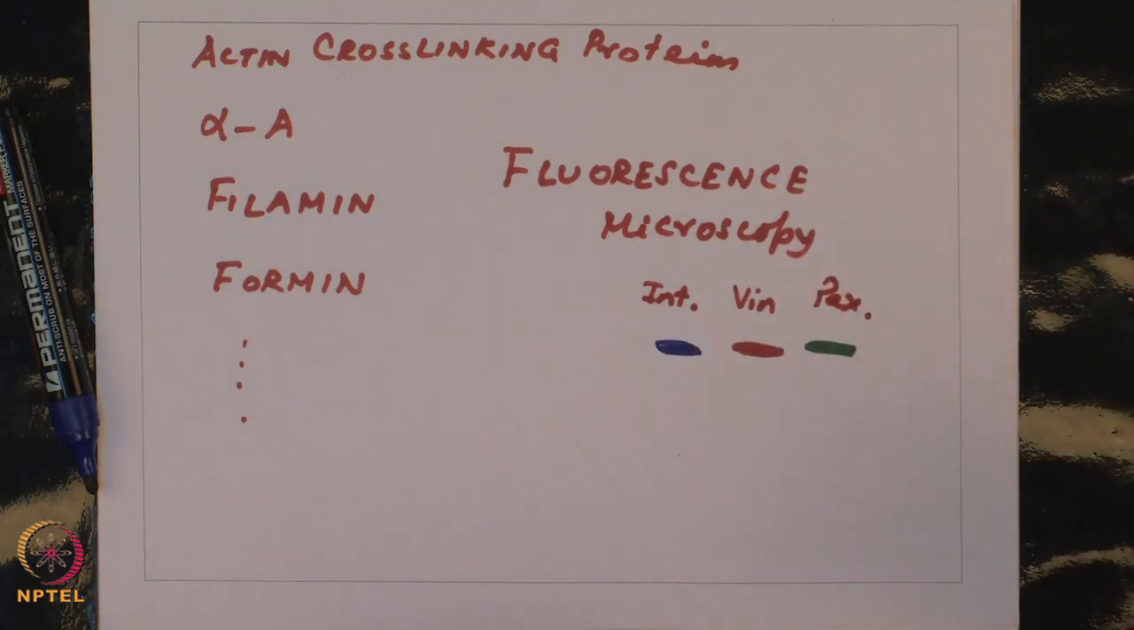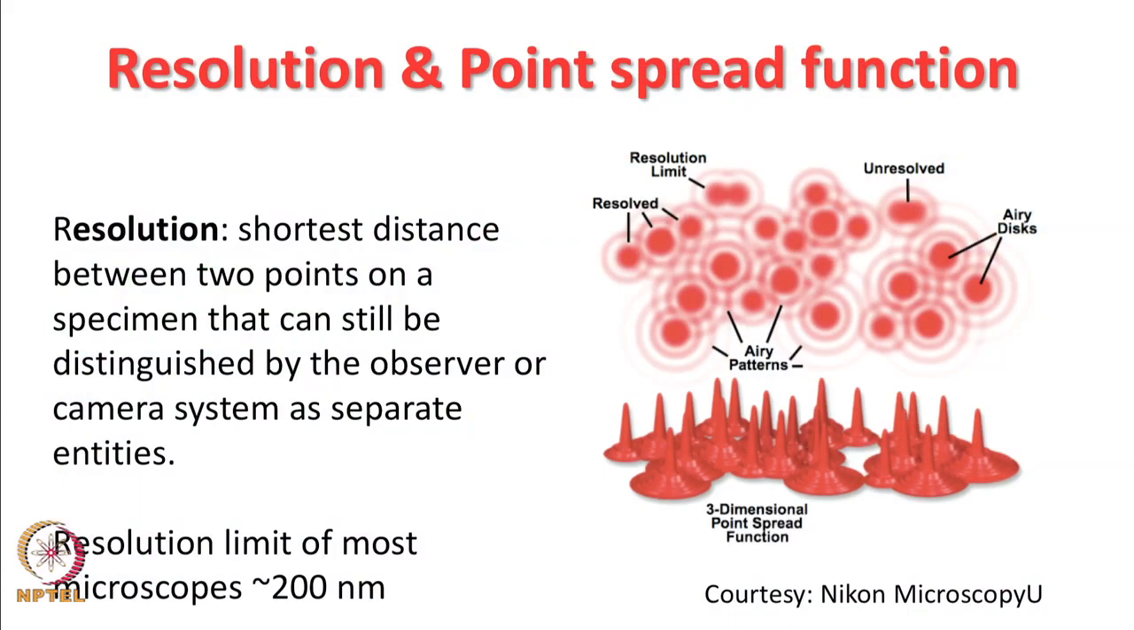So, it is impossible to know how they are spatially localized within this focal adhesion, and the reason for this is because the resolution of normal conventional microscopes is limited by diffraction. So, what we call is a diffraction limit. Okay. So, how do we define resolution? Resolution is defined as the shortest distance between 2 points on a specimen that can still be distinguished by the observer or camera as separate entities.